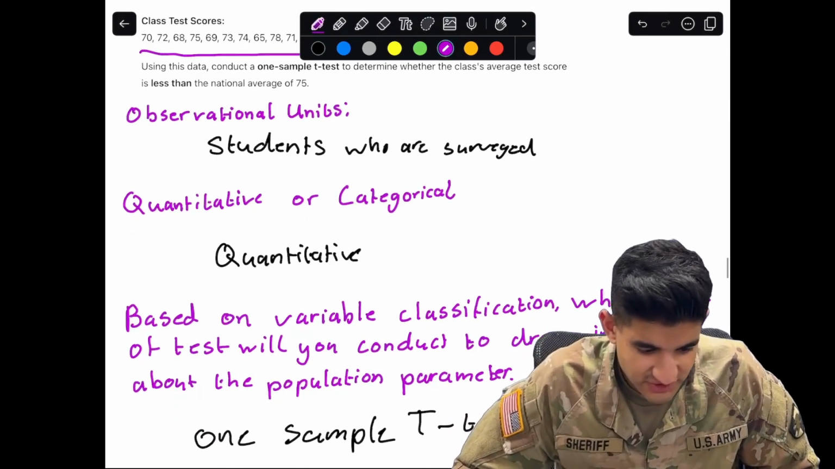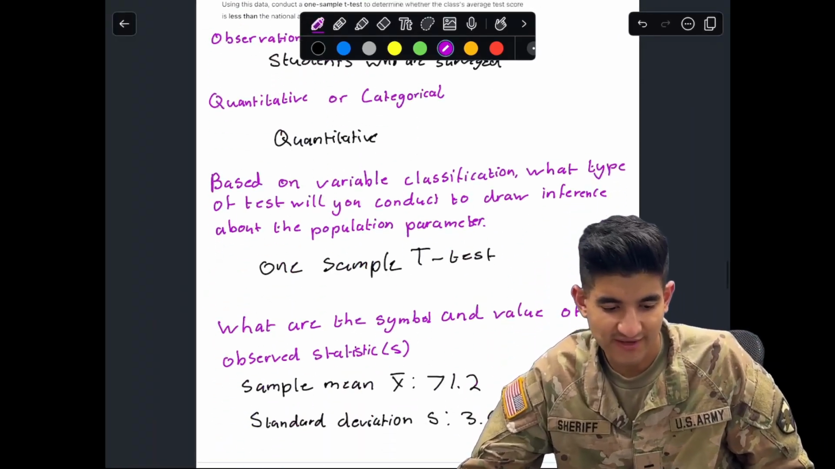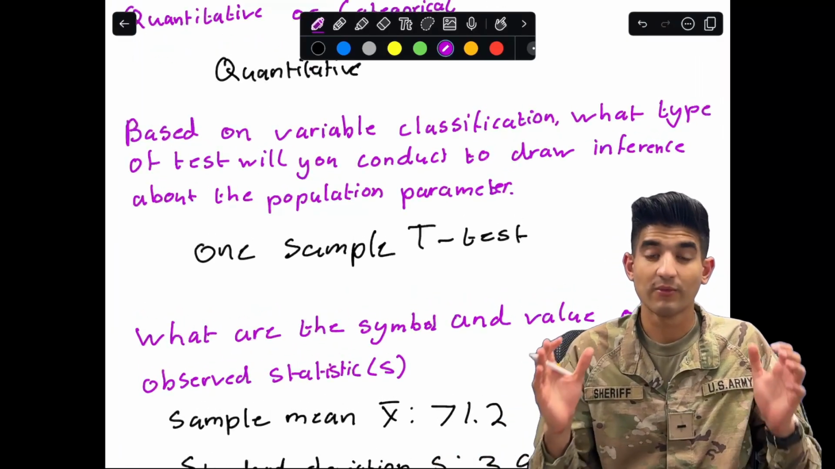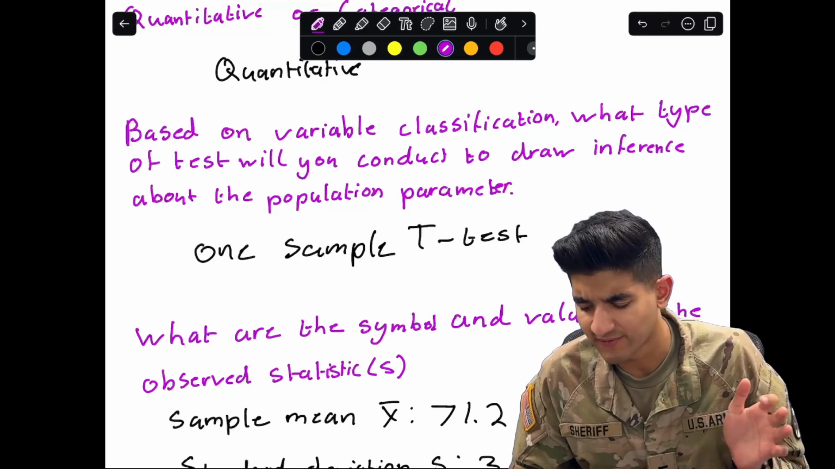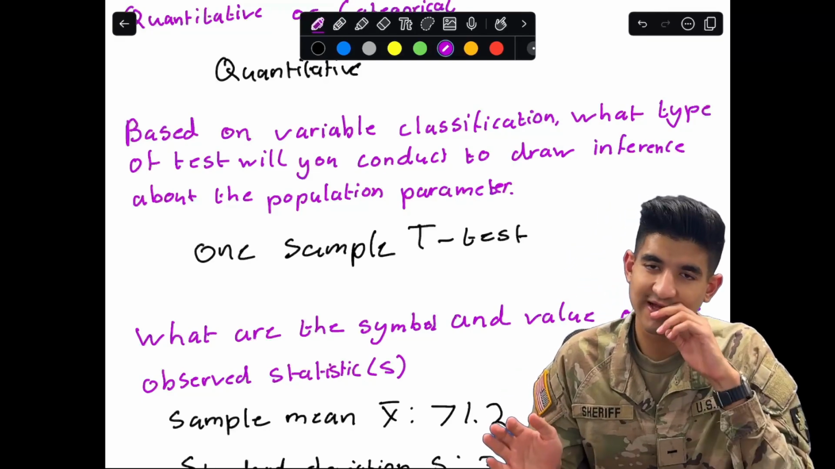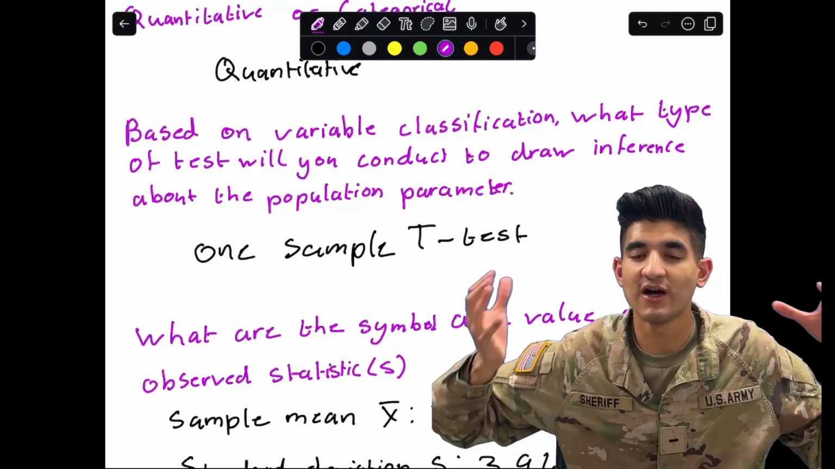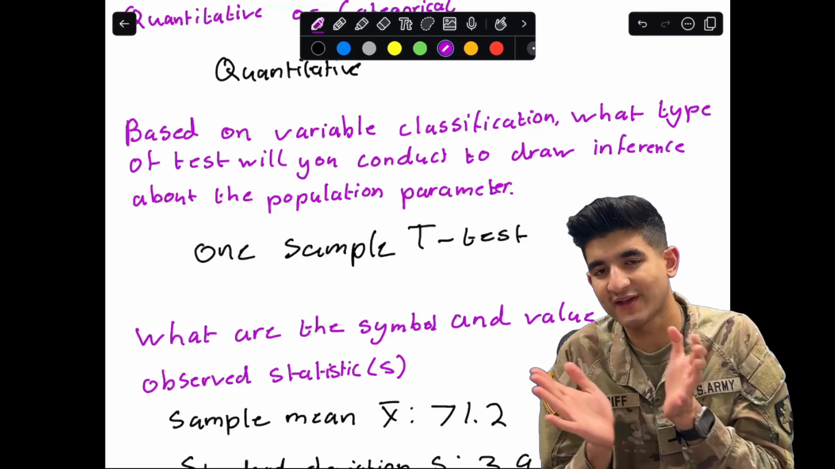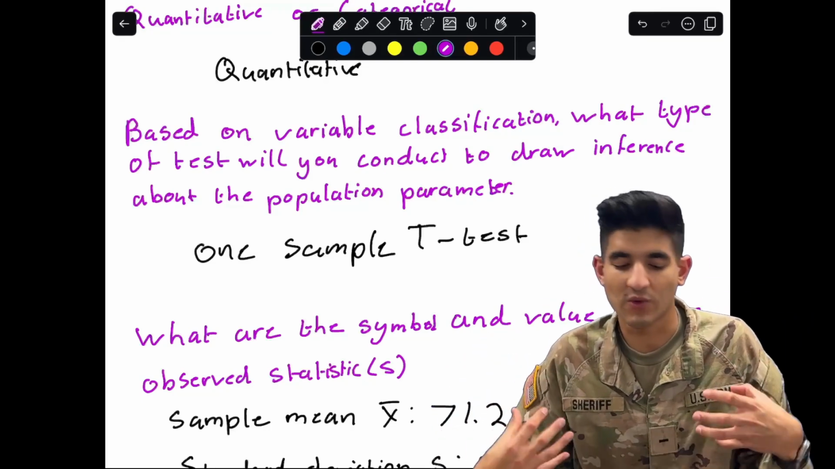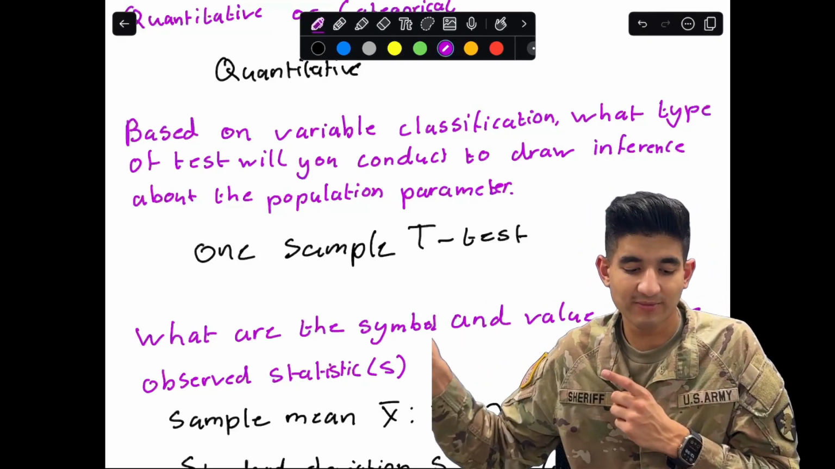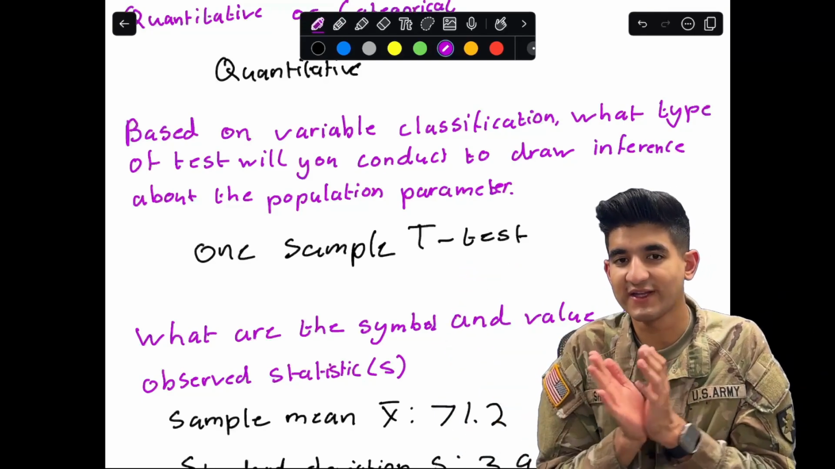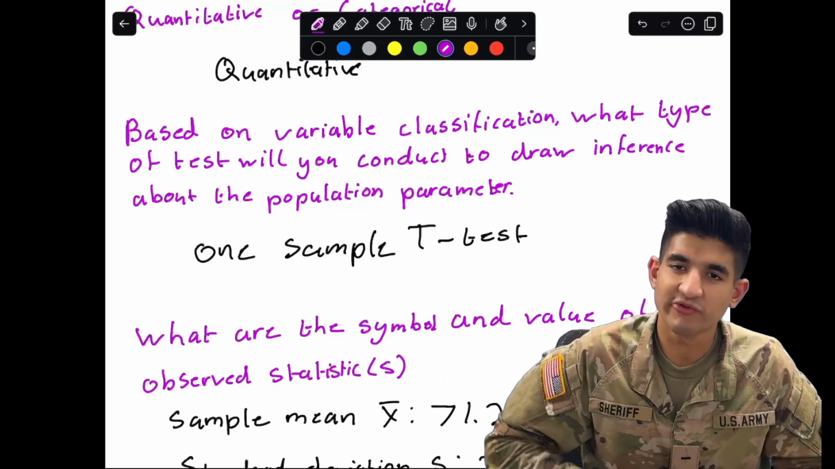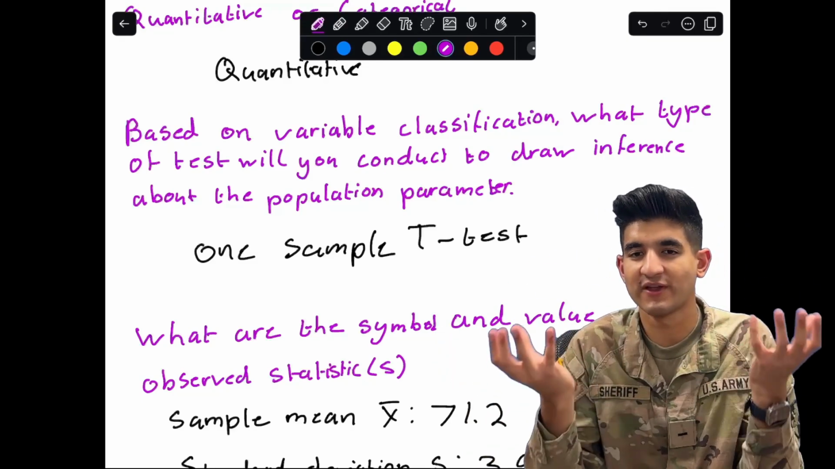Now over here we have another question. Based on variable classification, what type of test will you conduct to draw an inference about the population parameter? We're going to use a one sample t-test. Let me explain this a bit. If you see a quantitative problem, you're going to use a t-test. So rather than using the z-test like we used in the other one, we're going to use a t-test because it's quantitative. The reason we're using a one sample t-test is because we are finding out if the test scores are less than the average. Remember, for the other ones we were checking if it's different from the historical percentage or proportion.